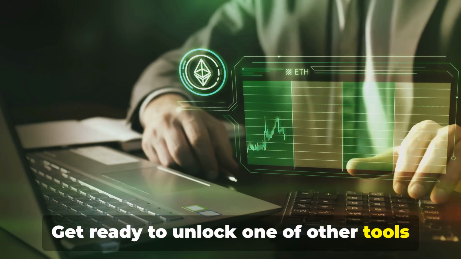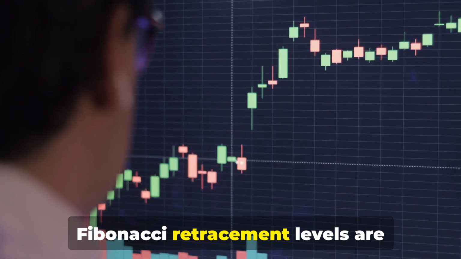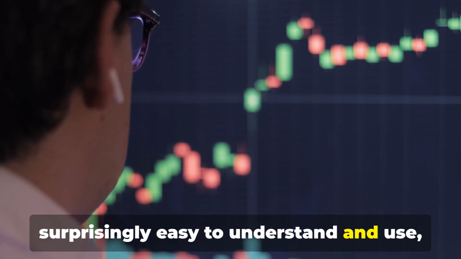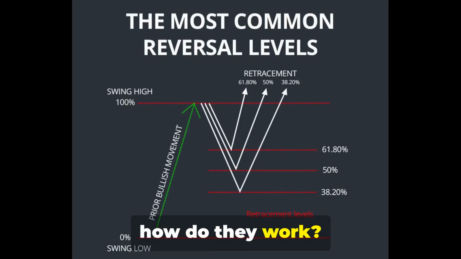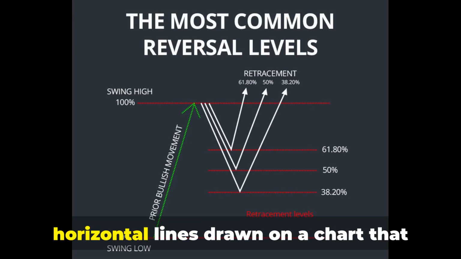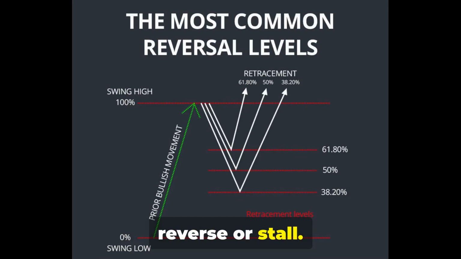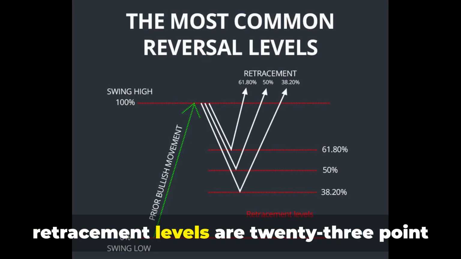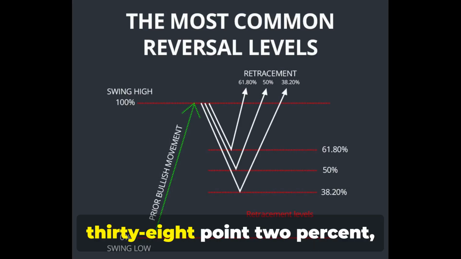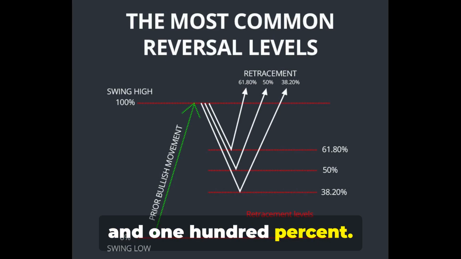Get ready to unlock one of the most powerful tools in technical analysis: Fibonacci retracement levels. Fibonacci retracement levels are surprisingly easy to understand and use, and they can give you a serious edge in the markets. So, how do they work? Well, Fibonacci retracement levels are horizontal lines drawn on a chart that indicate areas where the price might reverse or stall. These levels are based on Fibonacci ratios, which are derived from the Fibonacci sequence. The most commonly used Fibonacci retracement levels are 23.6%, 38.2%, 50%, 61.8%, and 100%.